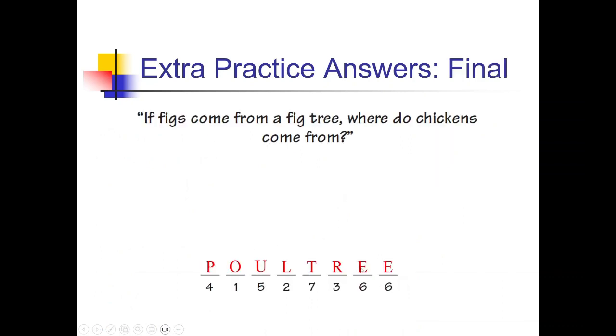So we've filled in all the blanks. Now it's time to solve the riddle. If figs come from a fig tree, where do chickens come from? They come from poultry. A slightly misspelled version of poultry, but true enough. Chickens come from other chickens, not a tree.